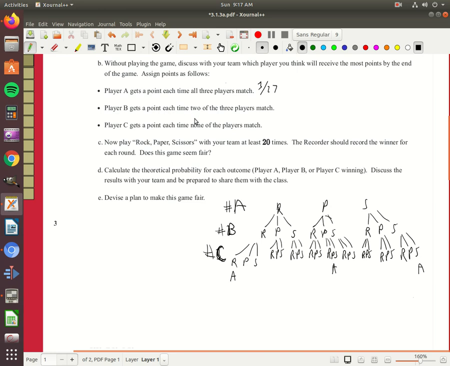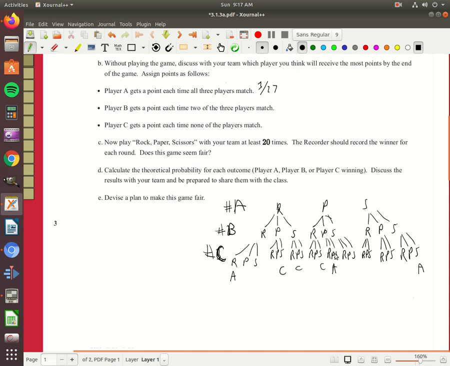Player B gets a point if 2 of the 3 players match. Well, let's do player C. C gets 1 when no one matches. So rock, paper, scissor, player C would win. Rock, scissor, paper, player C would win. Paper, rock, scissor, player C would win.